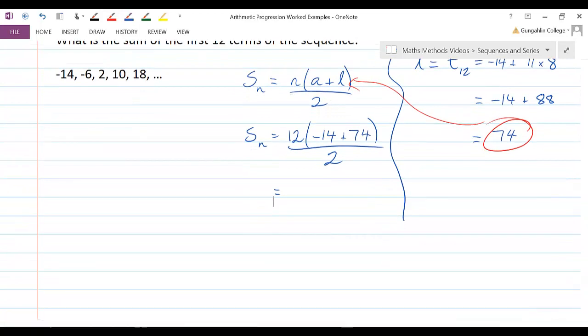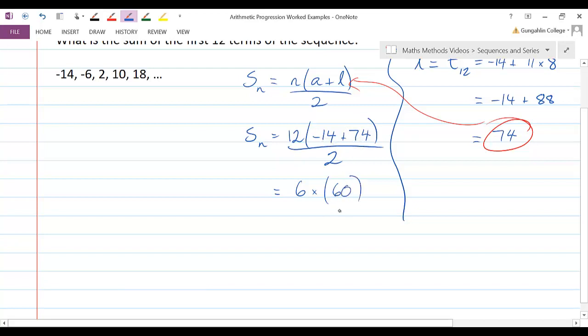And finally, let's simplify this a little bit. 12 divided by 2 is going to be 6. Here, 74 minus 14 is going to be 60. So I'm going to get 6 lots of 60, which is 360 as my final answer to this problem.